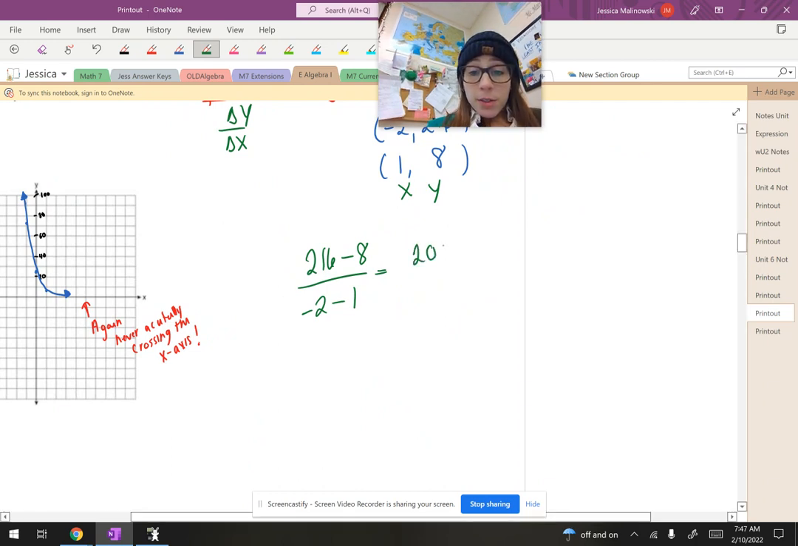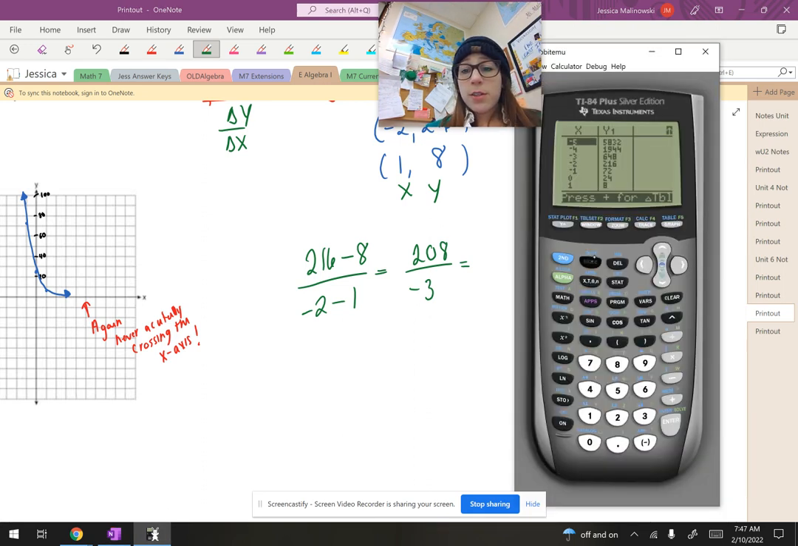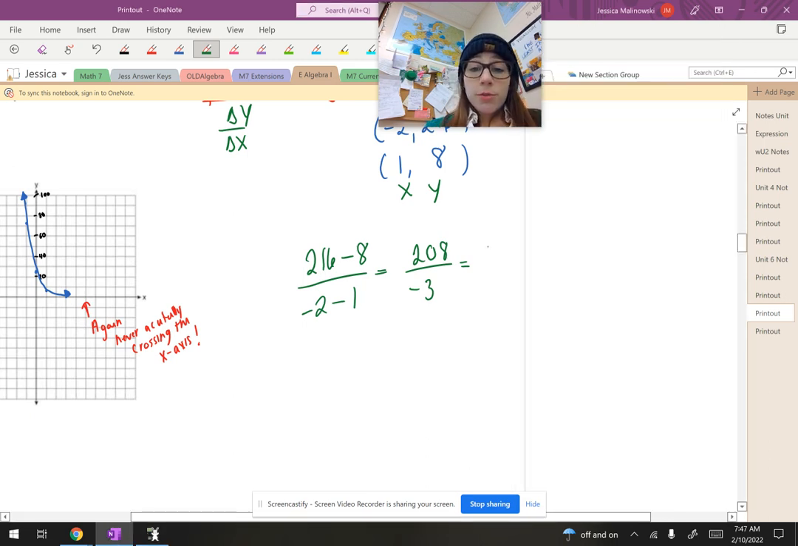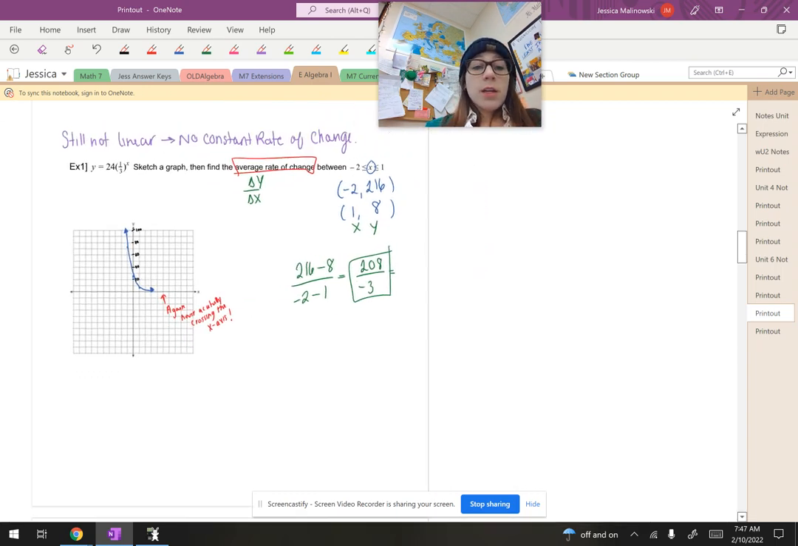216 minus 8 is going to be 208 over -3. I should probably do it in here so you guys can see it. 208 divided by -3 is certainly nothing pretty. Not even simplified. So 208 over -3 it is. And that's about it.